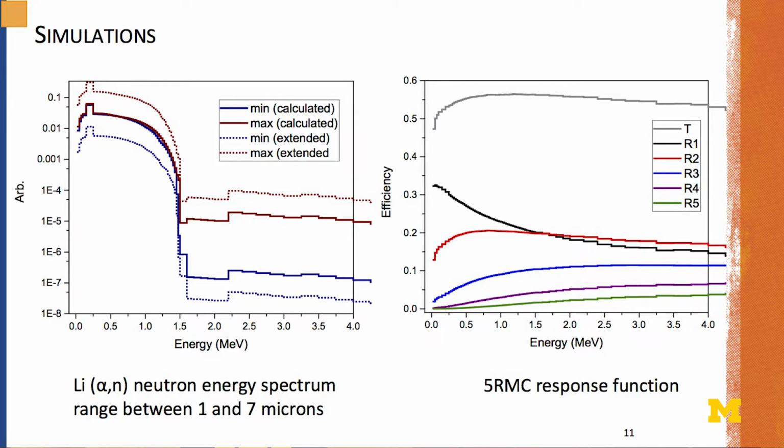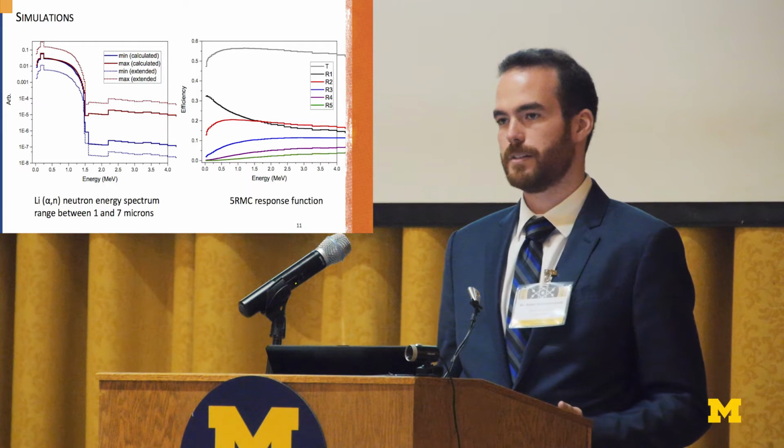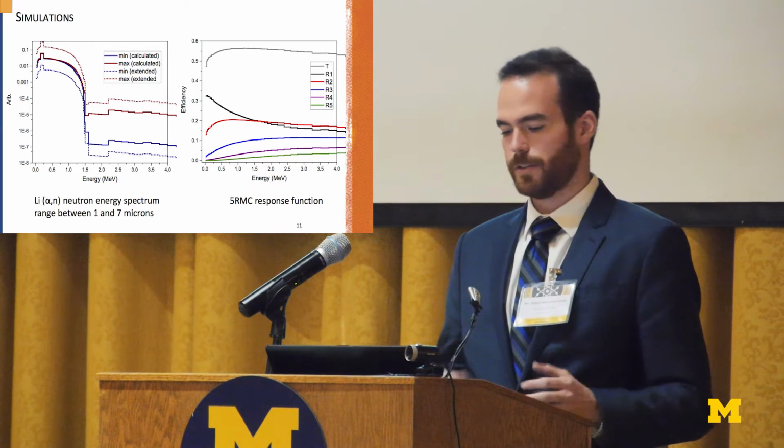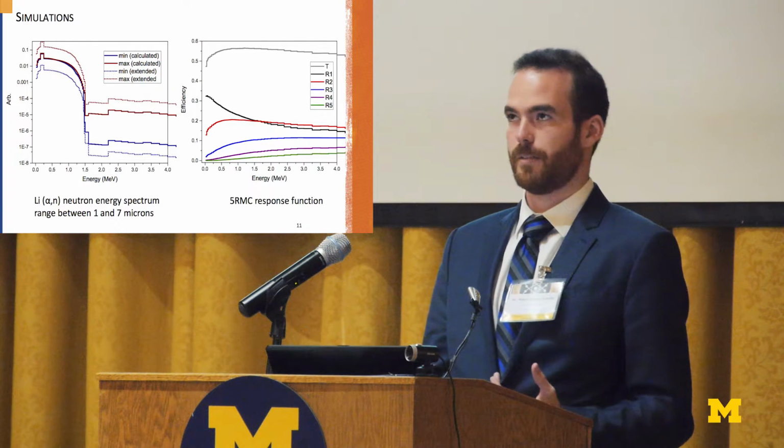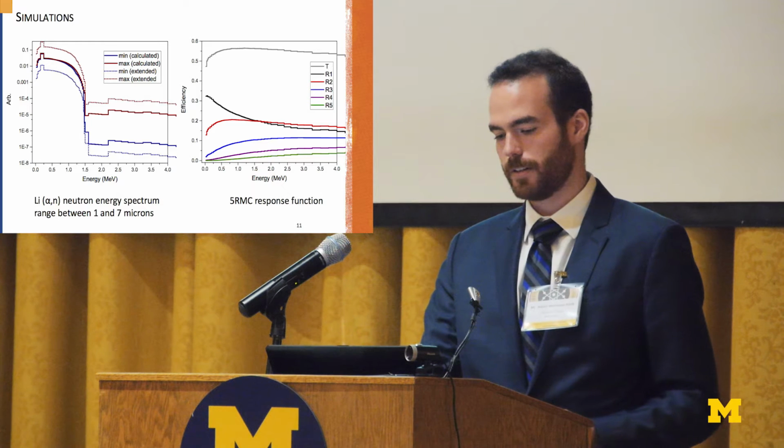So this graph is the lithium alpha-n neutron energy spectrum for a range between 1 and 7 microns. That's the solid lines. The dotted lines are these values expanded by a factor of 4 in either direction to account for any unknown effects that we're unaware of and to improve the fitting. And then the 5-RMC response function is also shown, the efficiency as a function of energy for all 5 of the rings, and then the detector as a whole. And so you can see where the moderation is fixed, but where the optimal energy for the given moderation for each of the rings occurs.